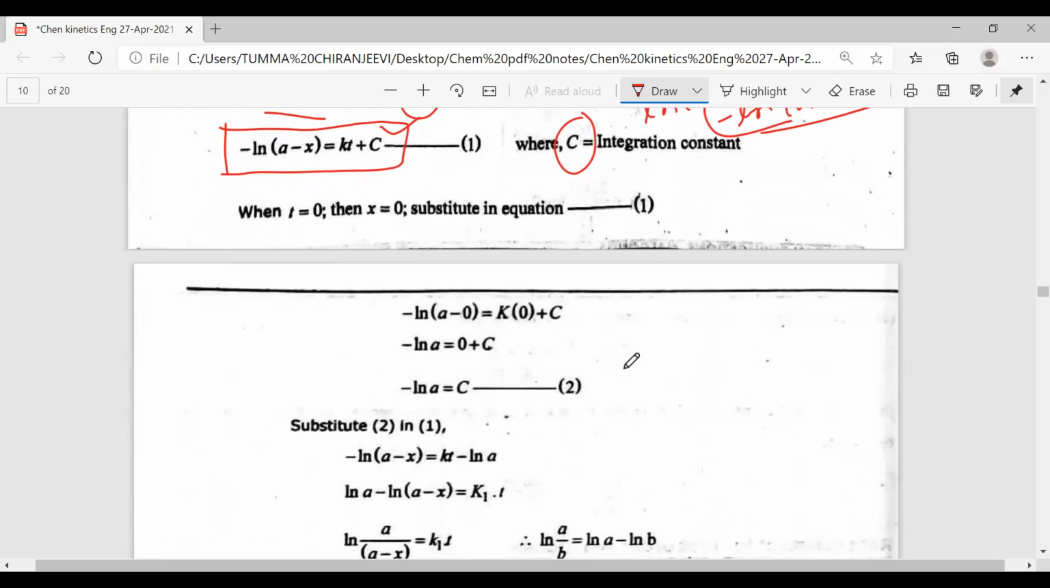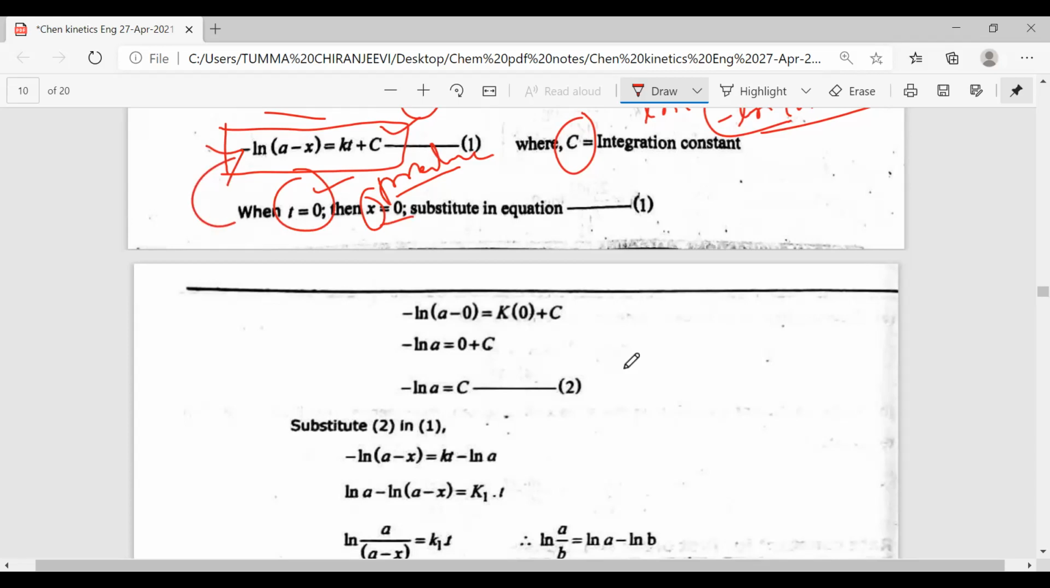See here. When the time is equal to 0, then x is equal to 0. Time equal to 0 means initial. What is x? It is the concentration of the products. Initially, there is no formation of products, so that is why x is equal to 0. t equal to 0 means before starting the reaction, then x is equal to 0. So substitute these two values in this equation.